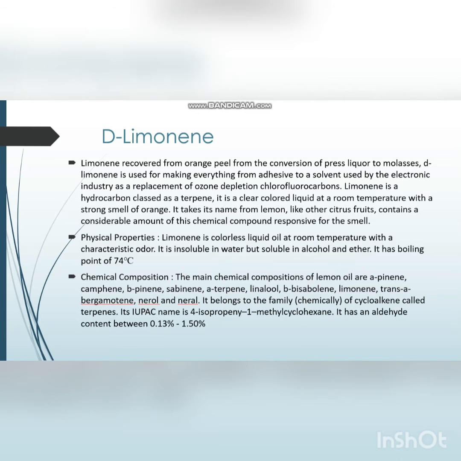Physical properties. Limonene is a colorless liquid oil at room temperature with a characteristic odor. It is insoluble in water but soluble in alcohol and ether. It has a boiling point of 74 degrees Celsius.